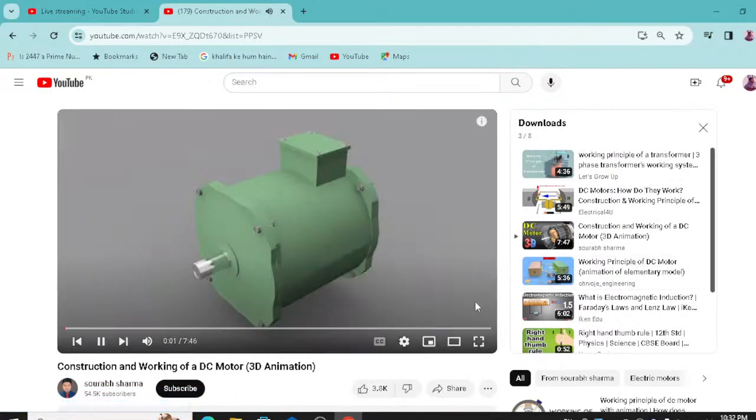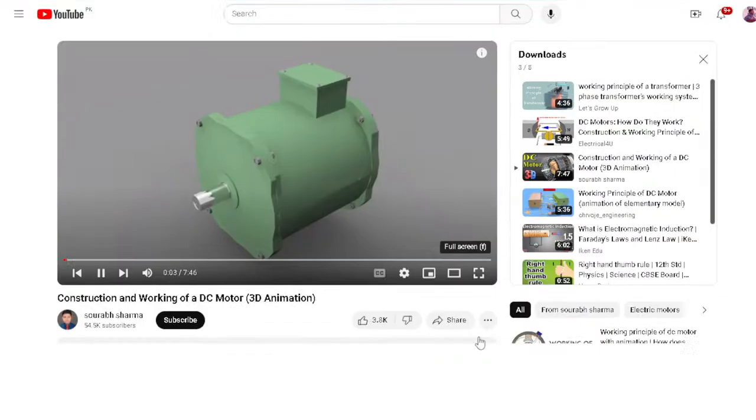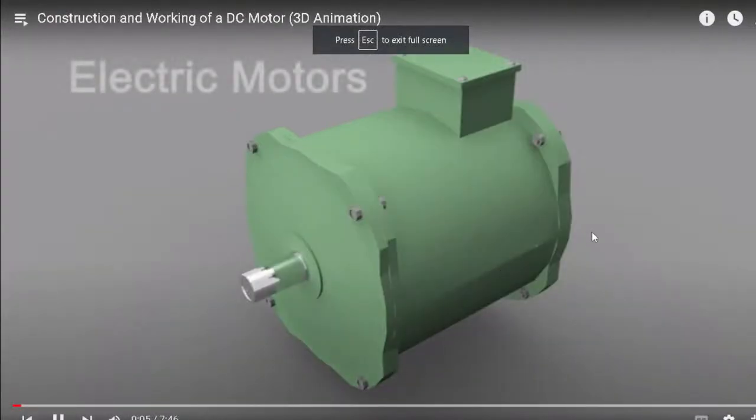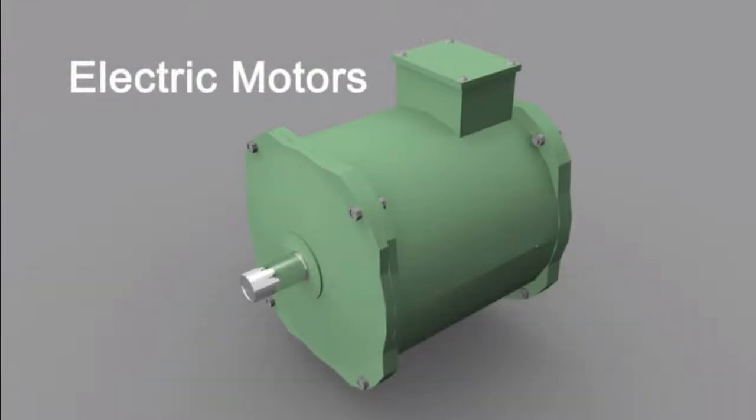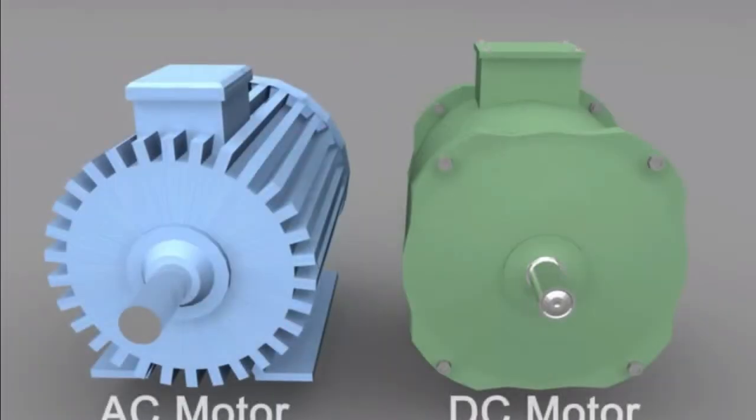Motors are the most important elements of today's industrial world. From a simple drill machine to a sophisticated robotic arm, motors are used everywhere. There are two types of electric motors, AC motors and DC motors.